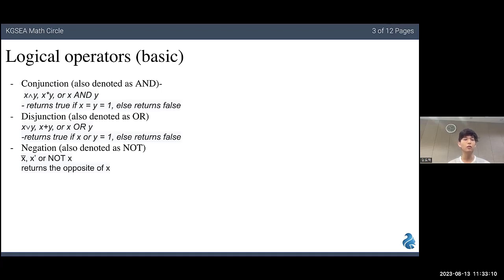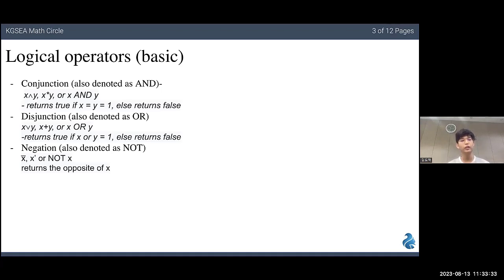The next logical operator is disjunction, which is represented by the V sign or the plus sign or simply OR. Disjunction returns true if only one of the values is 1 or both values are 1, and returns false if both values are 0 or false.